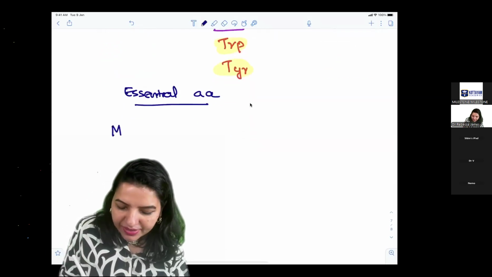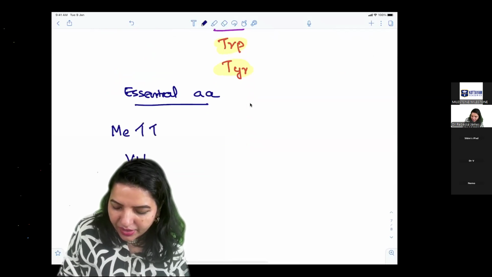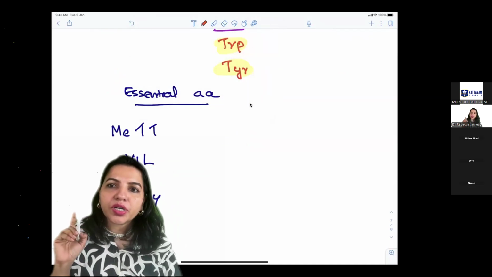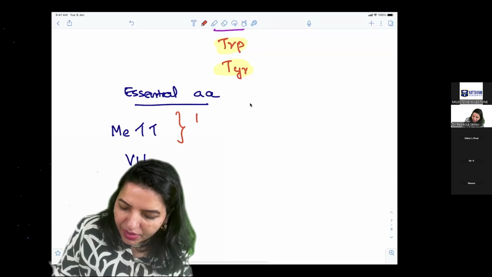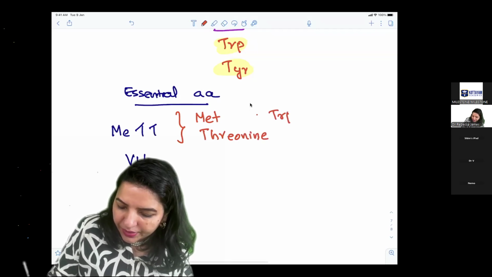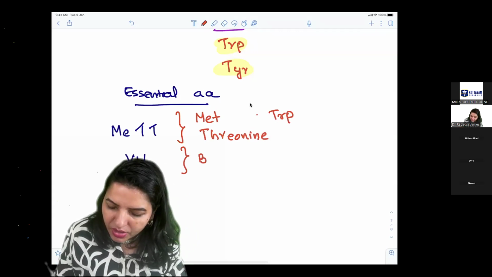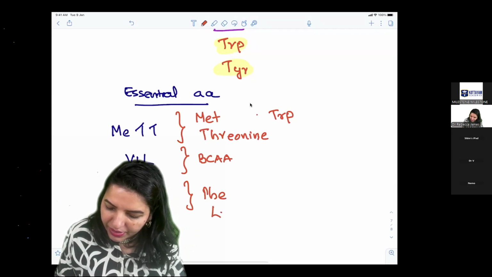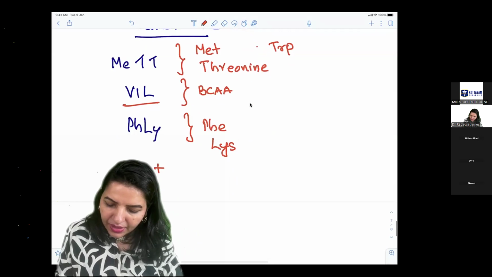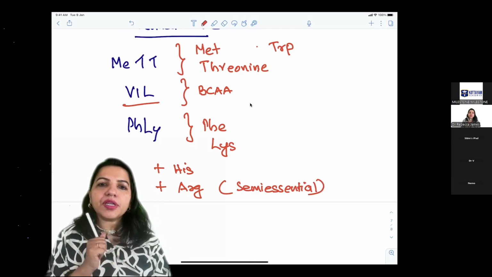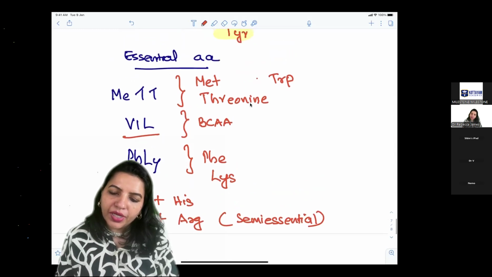I used to learn it like this. Met will fly. So you can learn whichever mnemonic you are thorough with. You don't have to learn this. This is my way. That is methionine, threonine, tryptophan. Will is the branched chain amino acids. So all branched chain amino acids are essential. F stands for phenylalanine. LY stands for lysine. These are the plus. Add histidine and arginine. Out of this, arginine is considered as semi-essential. Okay. So these are the essential amino acids.